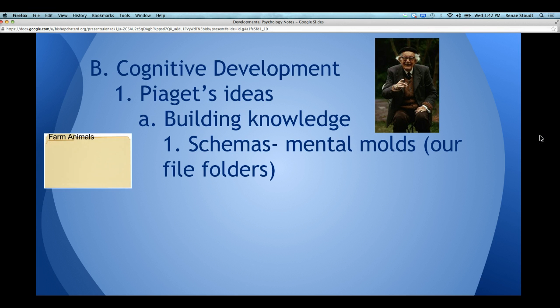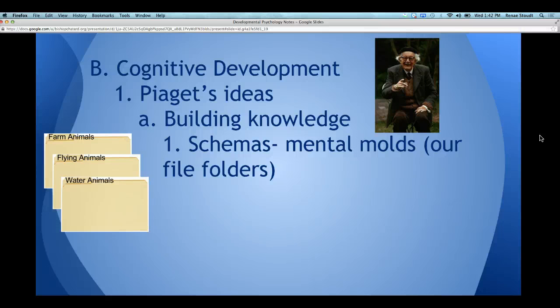So maybe, for example, as a child, you have a file folder. Think about this. Your brain is like a file folder, and you have file folders for different kinds of animals. So maybe you have a file folder for farm animals, and then you have another one for flying animals, okay? And then you have another one for water animals. Okay, and this is going to be a child that has been exposed to different kinds of animals, right? And so they start to kind of figure out, these are my file folders, okay?